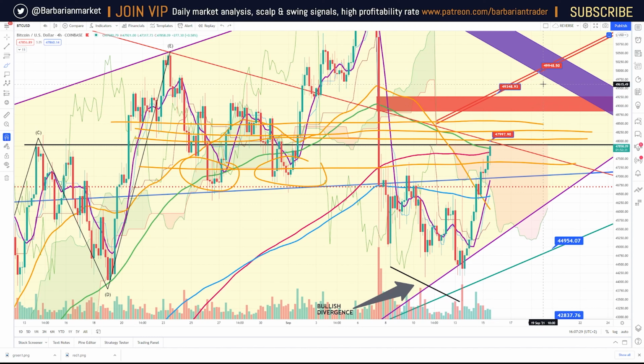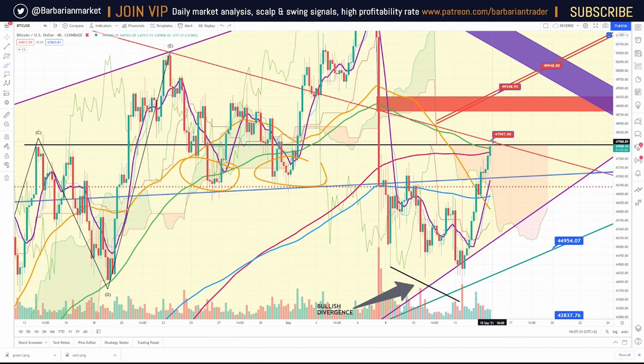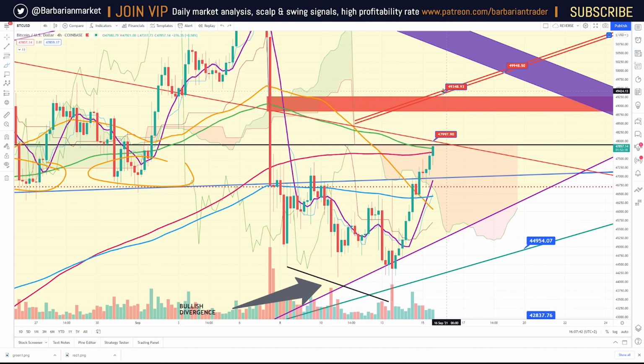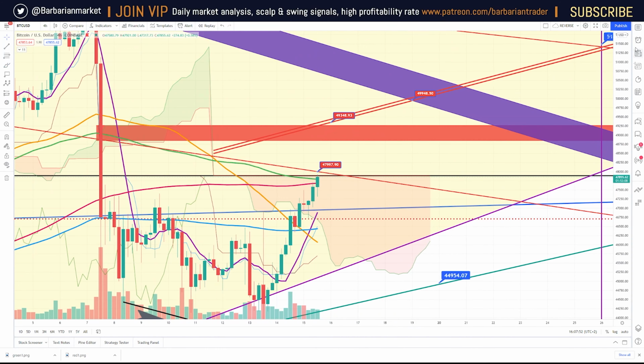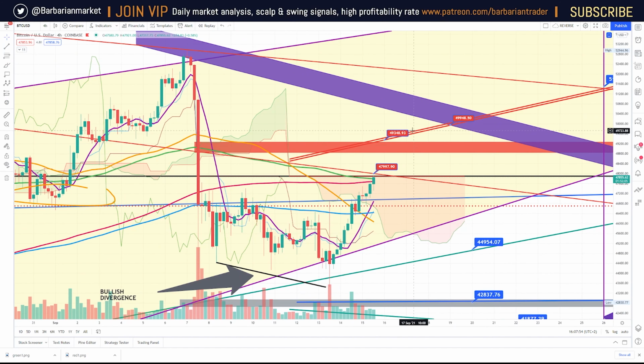So we have to keep an eye on this diagonal resistance, 47,700, 48,000. Once we break this, then it's possible to come to this area, this double red diagonal resistance, okay? So probably this is where I personally think this area could be a good setup for a swing. So this area could be an interesting area for a swing trade.